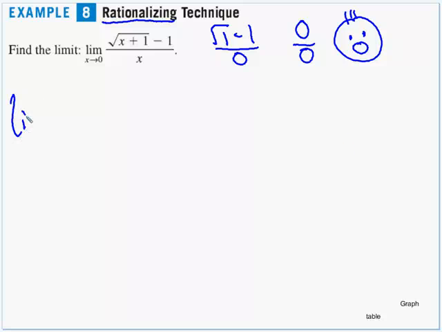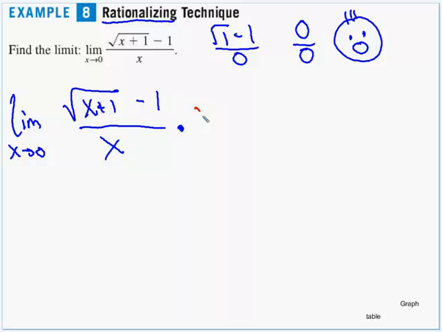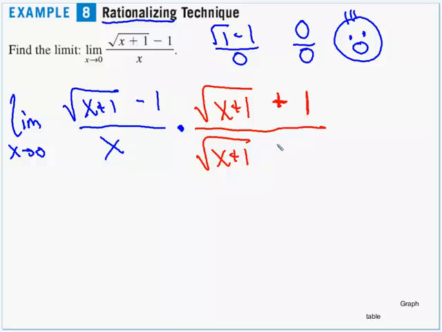So how do we rationalize the limit as x approaches 0? I'm just copying the original function here, divided by x. I can multiply any fraction by 1 and not change it at all. And the key here is to try to get rid of this radical. So I'm going to multiply by the conjugate. I'm going to multiply the numerator by the root of x plus 1 quantity plus 1. Just those signs are different. And if I multiply the numerator by that, I've got to be fair and multiply the denominator by that also.